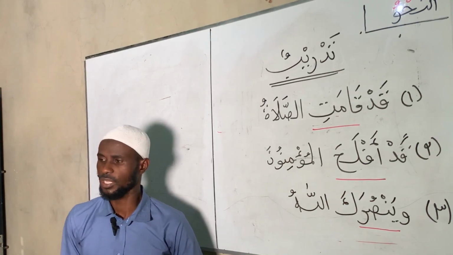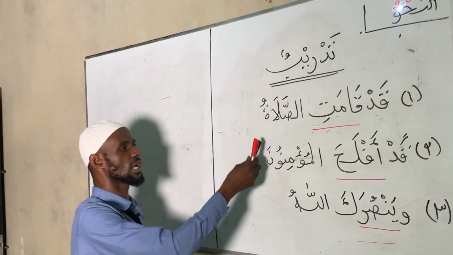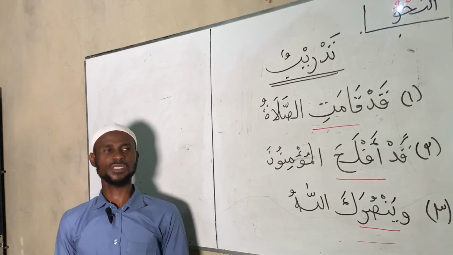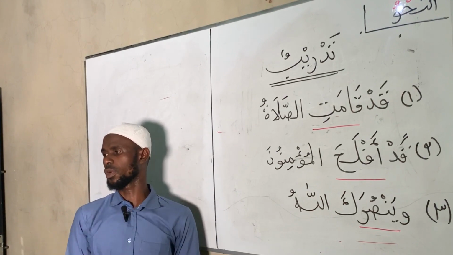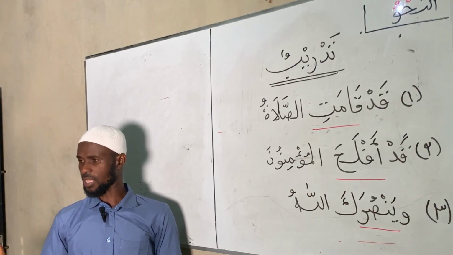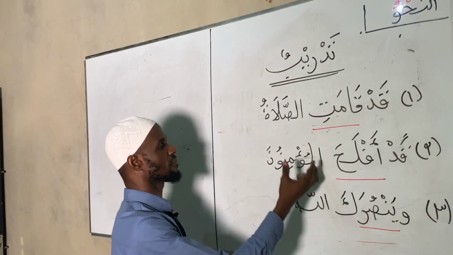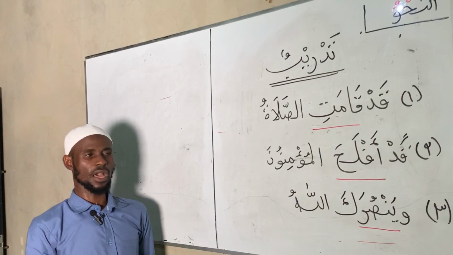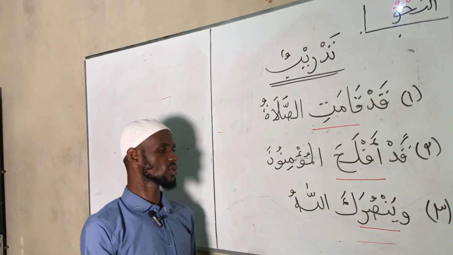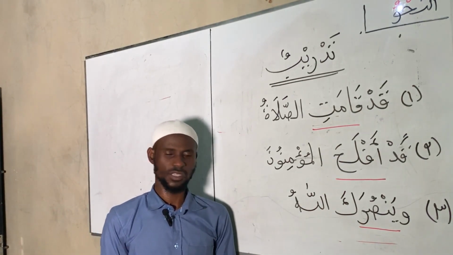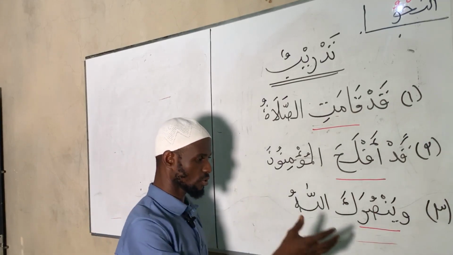Okay, let's have a solution to the questions. Abdul Quddus, قد قامت الصلاة. What type of verb is قام there? Is it فعل ماض, أمر, or مضارع? فعل ماضي. أحسنت, فعل ماضي. This is the past. The next one is قد أفلح المؤمنون. Muhammad? أفلح, فعل ماضي. Yes, فعل ماضي. And the last is وينصرك الله. Abdul Basit, what verb is it? فعل مضارع. Okay, فعل مضارع.